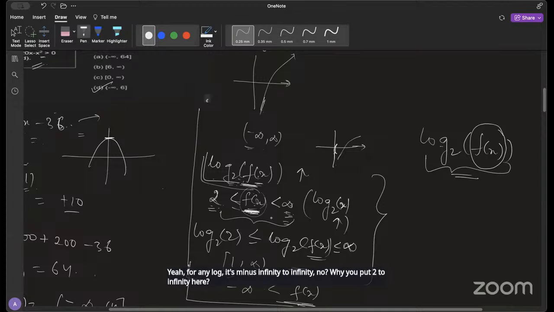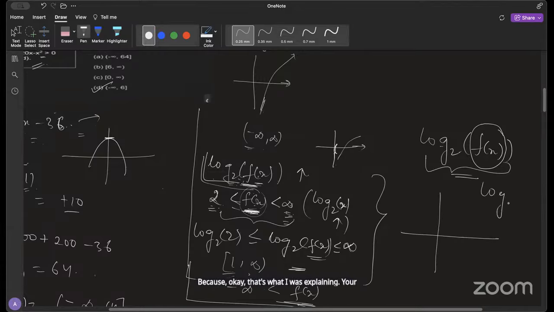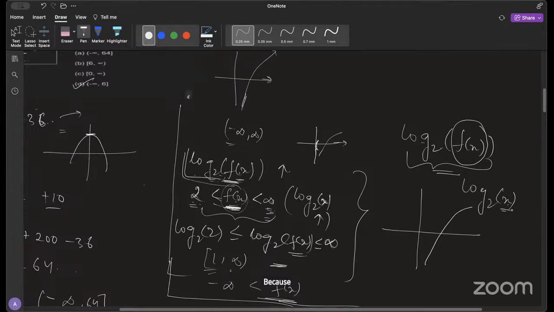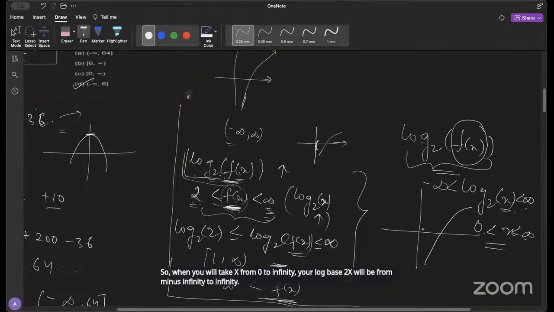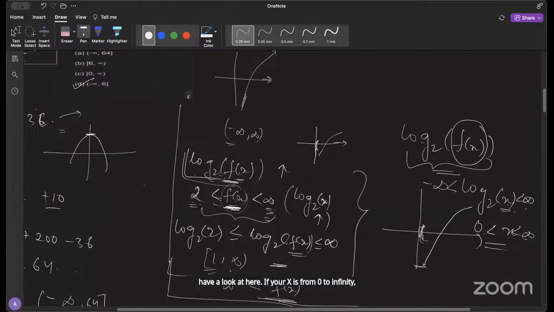Okay, that's what I was explaining. Your log base 2, you're right. The range of log base 2 x is from minus infinity to infinity. Why? Because your x is from 0 to infinity. So when you take x from 0 to infinity, your log base 2 x will be from minus infinity to infinity. Have a look at here. Understood that?